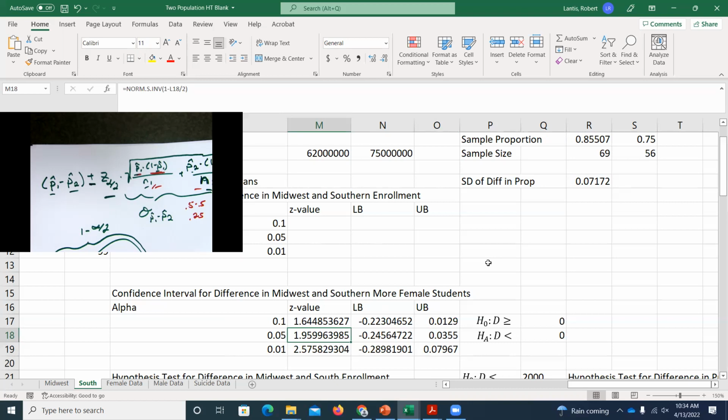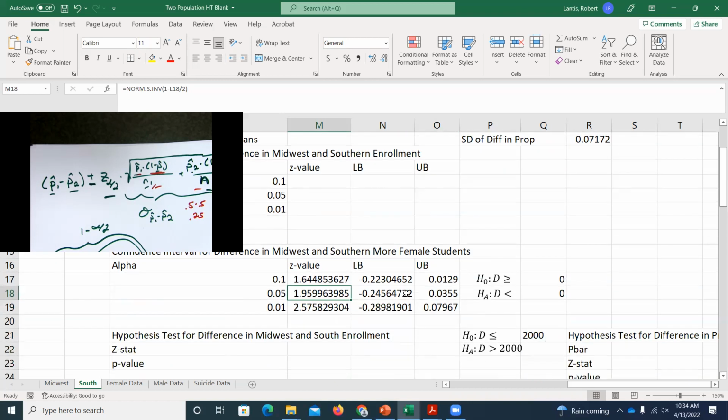Okay, any questions before we keep moving here? So we've got our confidence interval. I'm going to see one of the cells again. Okay, so now we're going to move over here.